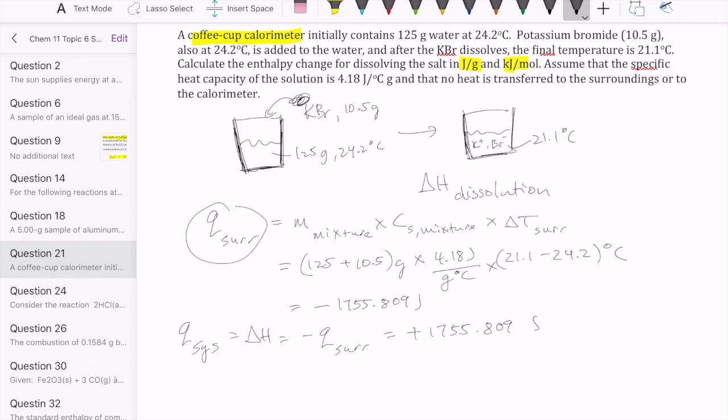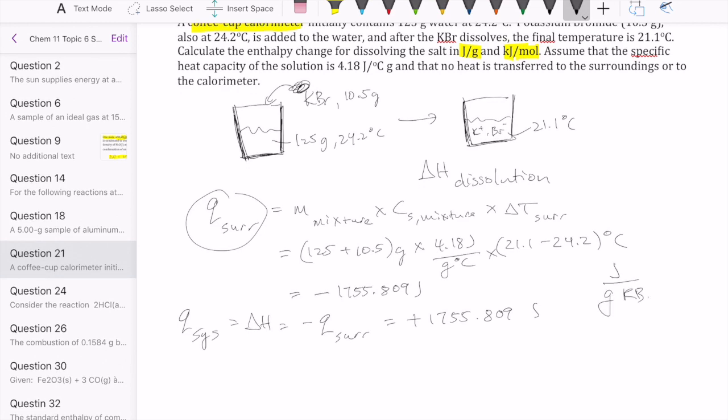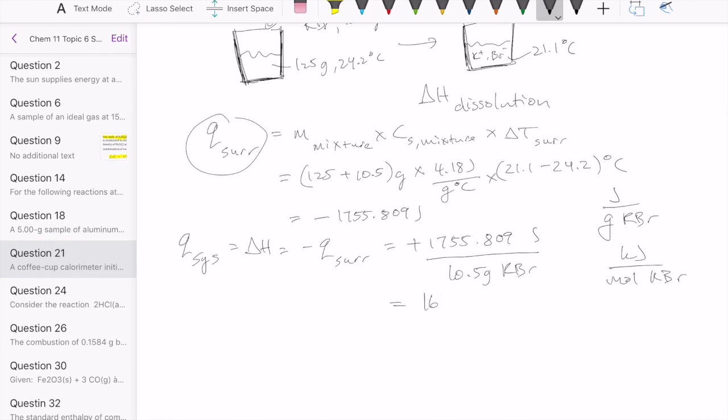Now that's not the answer, because what they're asking is what's the enthalpy change for the dissolving of the salt in two different units, joules per gram and kilojoules per mole. So what are they asking here? Well, they want it expressed in joules per gram of the salt itself, which is KBr, and kilojoules per mole of the salt, which is KBr. Right now, this is just how much heat you get when you dissolve the 10.5 grams of KBr that you used in the experiment. So if you just do that operation, you get your answer in joules per gram, which ends up being 167.2 joules per gram of KBr.